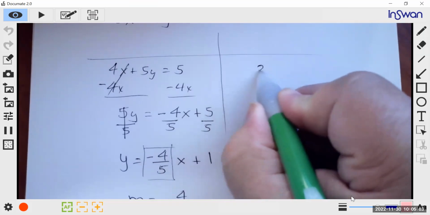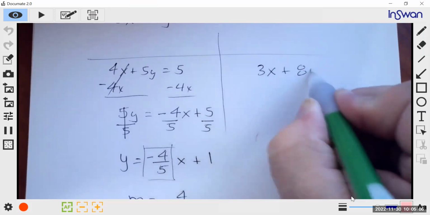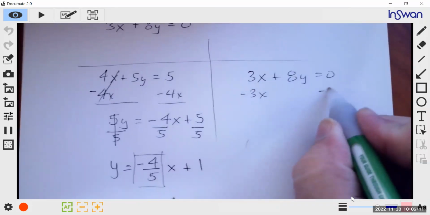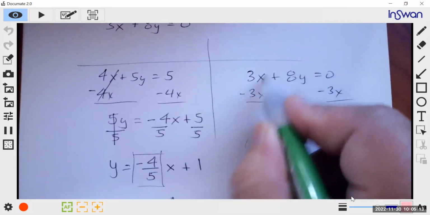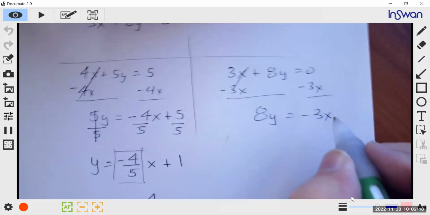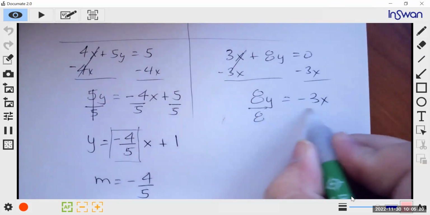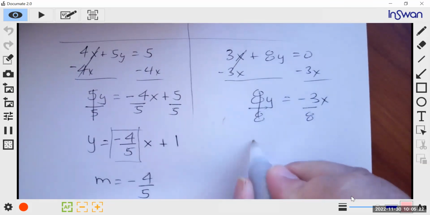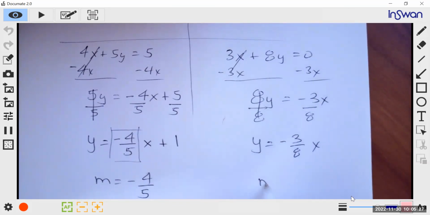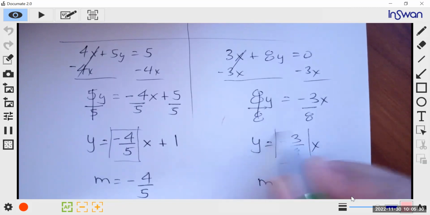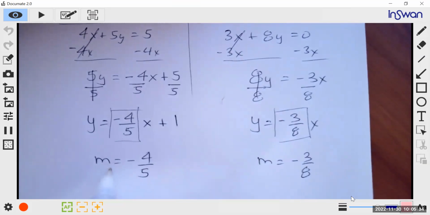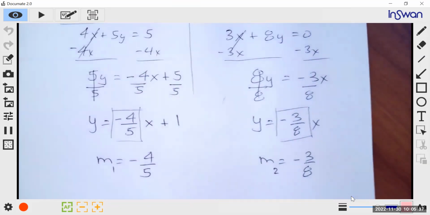And the second equation, 3x plus 8y equals 0. Subtract 3x from both sides. 8y equals negative 3x. Divide by 8, and you get negative 3/8 x. So the slope is whatever's in front of the x. Slope of line 1, slope of line 2.